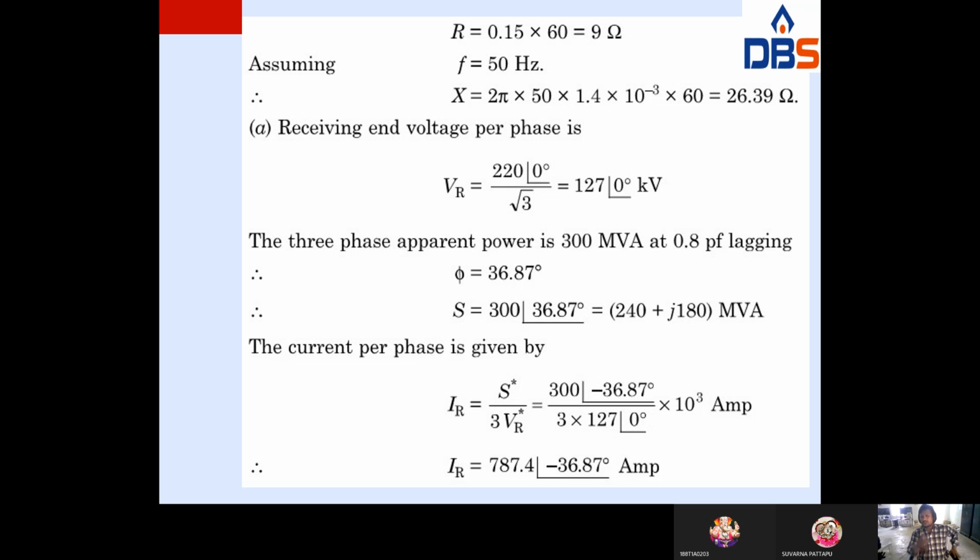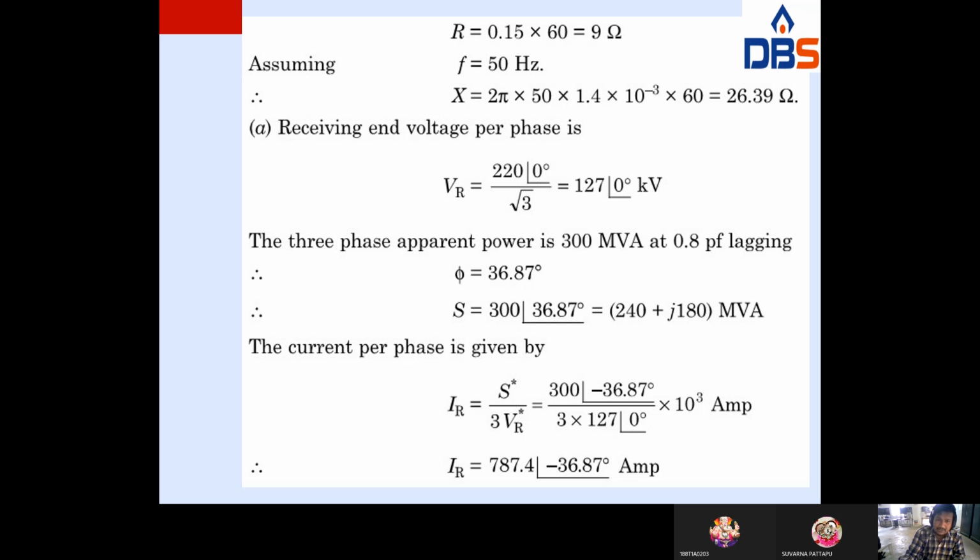Now we know the apparent power and we know the voltage, so we have to find the receiving end current. Complex power S is equal to 3 VR IR cos phi, right? The apparent power is the combination of total, that's why S by 3 VR. What is the S value? 300 at 36.87, and 3 into VR is 127 at angle 0 into 10 kilo. Then we get 787.4 at an angle of minus 36.87 amperes. So we have determined the receiving end voltage and the receiving end current.